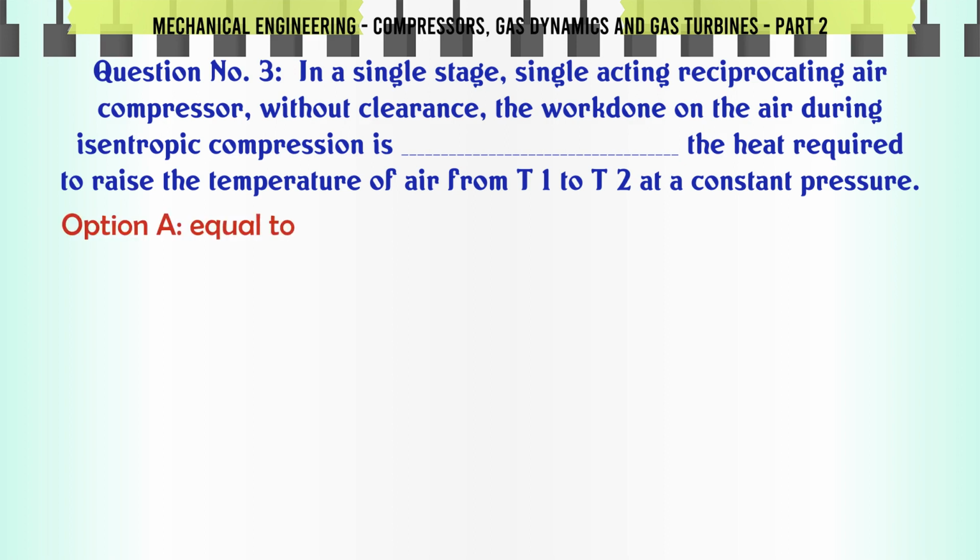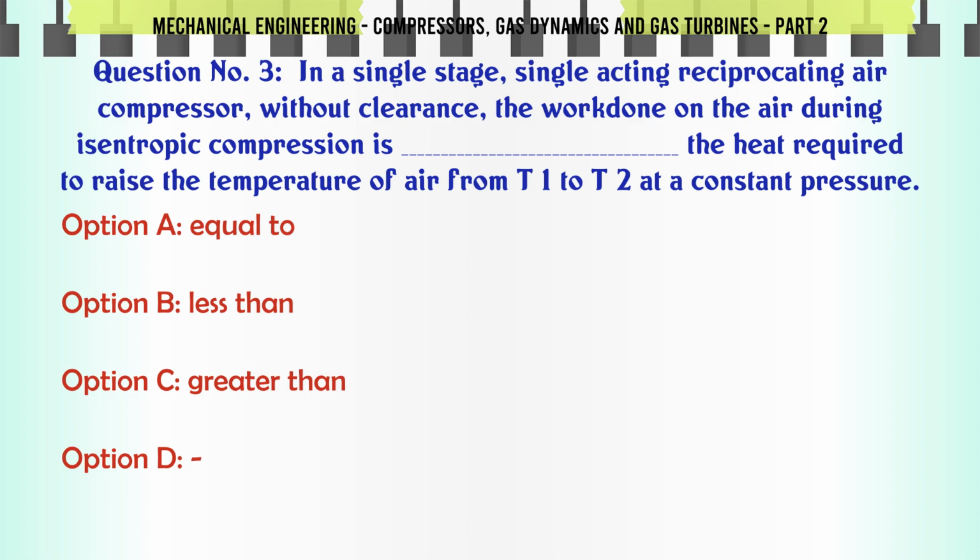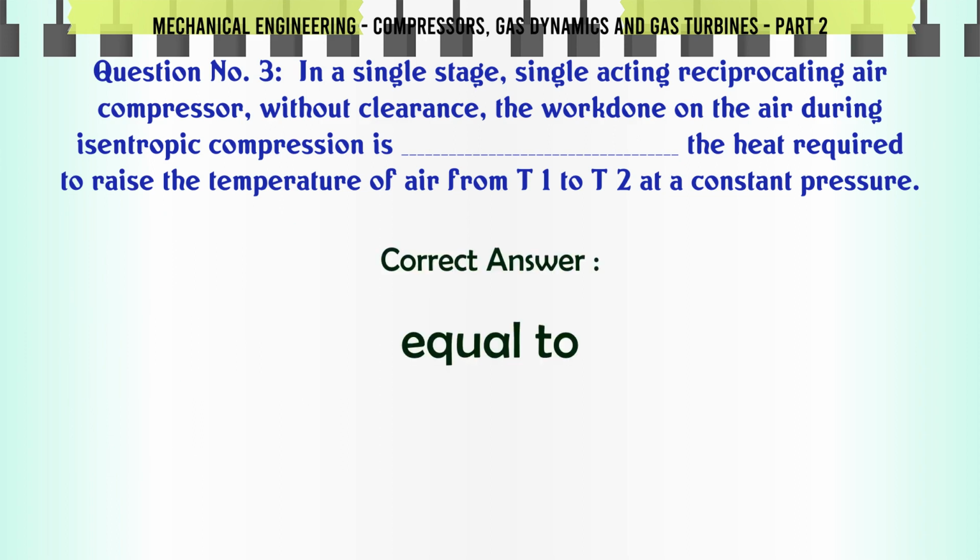In a single-stage single-acting reciprocating air compressor without clearance, the work done on the air during isentropic compression is the heat required to raise the temperature of air from T1 to T2 at a constant pressure. A, equal to. B, less than. C, greater than. D. The correct answer is equal to.